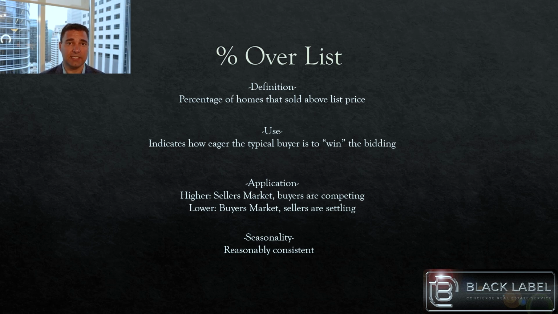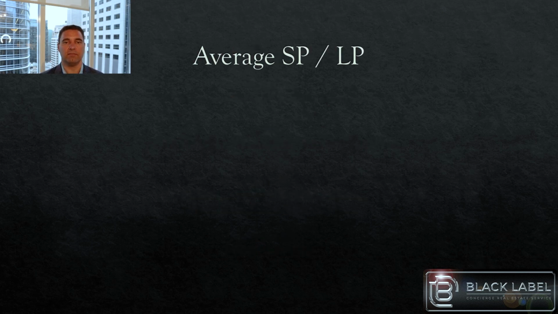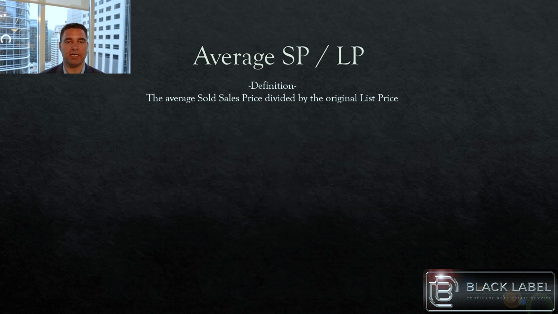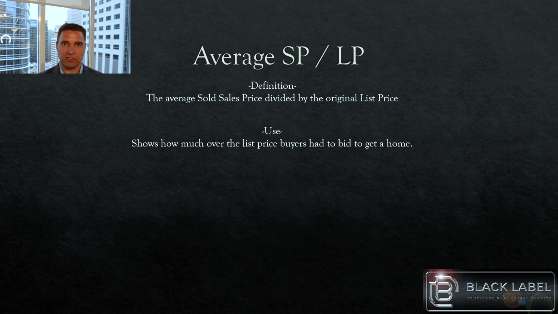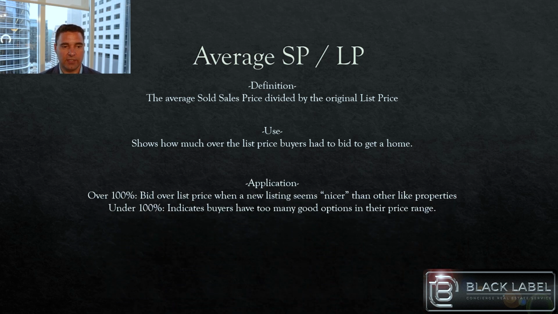Seasonality, it actually is reasonably consistent because even in the winter, you have fewer buyers and fewer sellers, so the supply and demand doesn't really change this number very much. The average sale price to list price: while this is on average, again, not median, on average, how much did the homes sell for above the list price? So if it's at 100%, things are selling at list price. If it's at 110, they're selling 10% above list price. So it just shows how much, on average, buyers had to spend above list price to get the home.